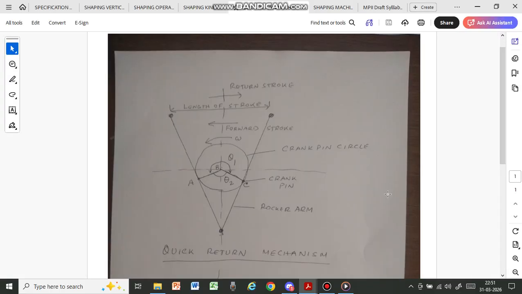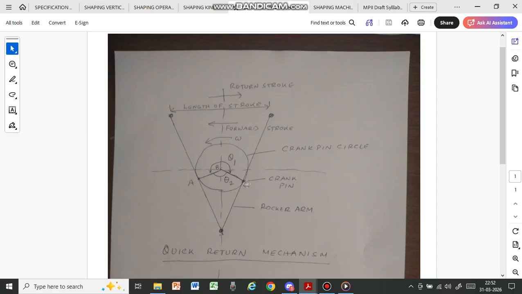Now this is actually the picture of the quick return mechanism. These are the two positions. This is the first position and this is the second position of the ram. When the bull gear rotates, you see ω, the angular velocity of the bull gear, and C is the crank pin which is mounted on the bull gear.